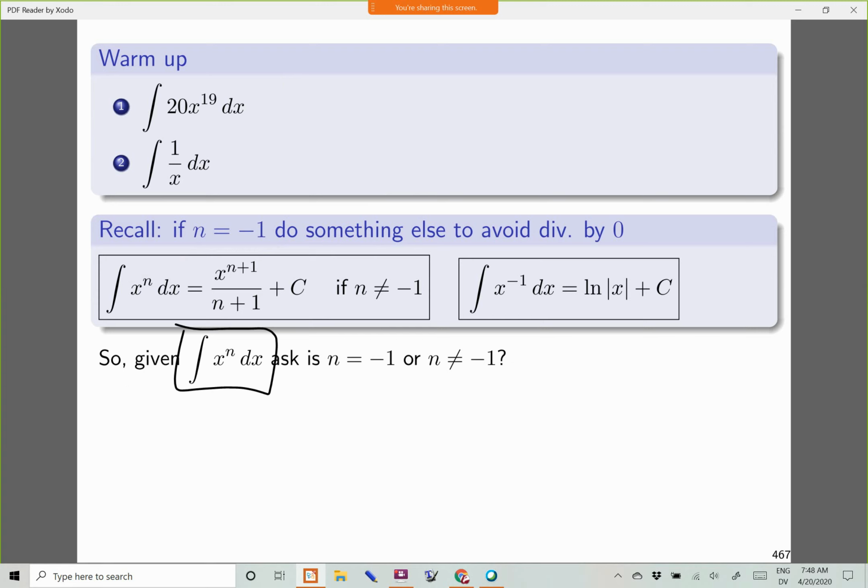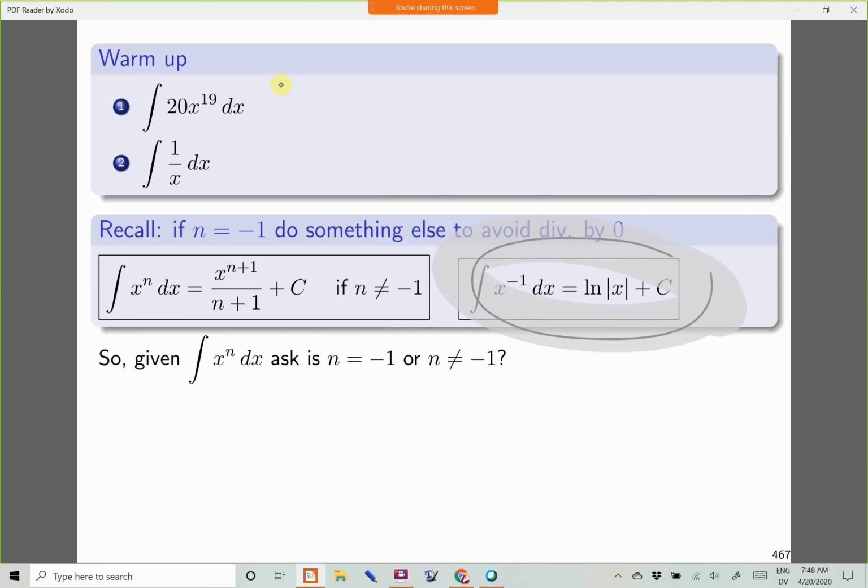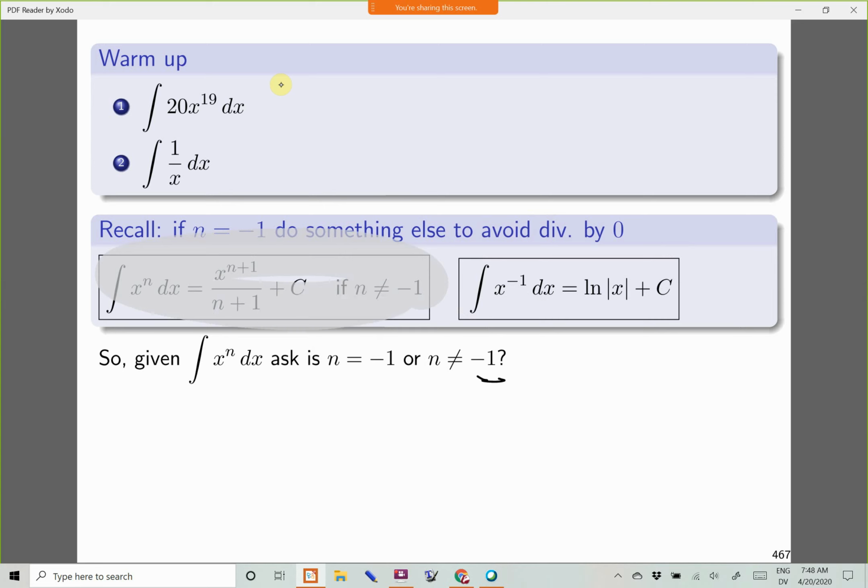I think the key thing to remember is that you have to do something. If you're given the task of the antiderivative of x to the n dx, take a look at that n right there. Take a look at the exponent and ask yourself, is that n equal to -1 or is it something else? If it is -1, which happens rarely, you have to do this thing. Most of the time, that exponent isn't -1, so you get to do what's over here instead.